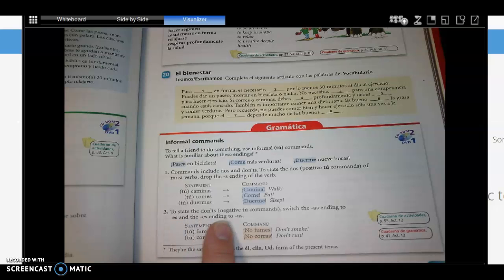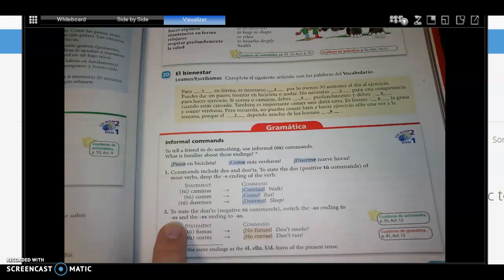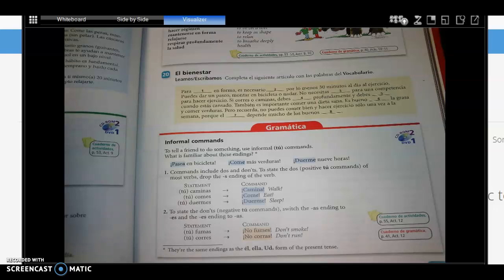The negative commands are where we end up switching the endings. Okay, so the AS ending becomes an ES ending, and the ES ending becomes an AS ending. So basically, if you have an AR verb, instead of using AS at the end of a tú command like you normally do, you're going to be using ES. And if you have an ER-IR verb, instead of using the ES like you're used to at the end of it, you're going to be using AS. And again, these are for negative commands. We're telling someone not to do something.